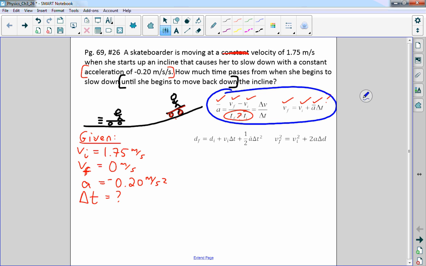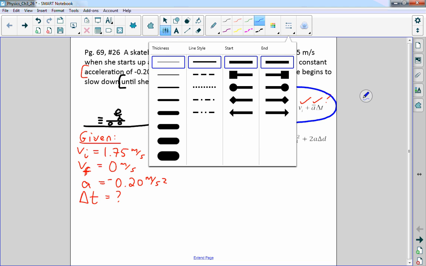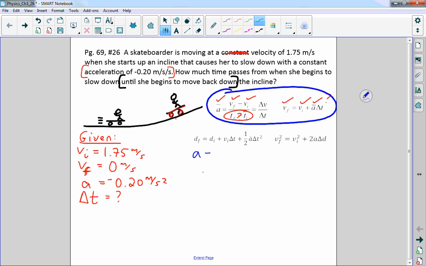Let's say I'm going to use the first one. I would write it out: a equals vf minus vi, over delta t, taking the delta t as a simplification of that denominator. Then I'm plugging and chugging from my givens. I know this is negative 0.20, and then I'm going to put 0 minus 1.75.